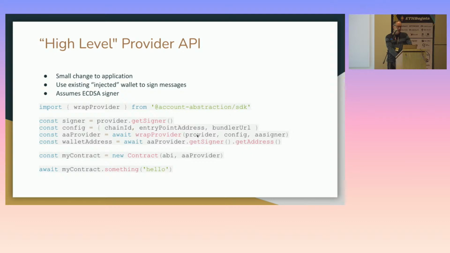Provider, the current provider you have, we have an API to wrap it with an account abstraction specific provider. When you send a transaction through this provider, it will go through the logic of creating a user operation for it and sending it on-chain. So if you add this code to your client application, it will go through account abstraction.